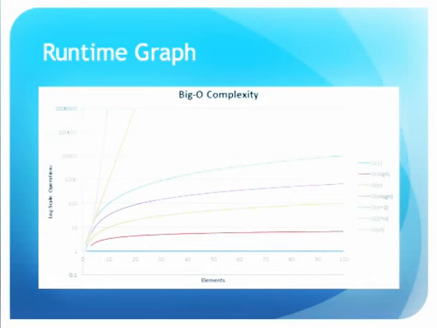So as you can see, constant is this blue line right here, straight across. And then you have log n, which is the next order, and then n log n, n squared. This orange line is 2 to the n, and then you have n factorial.